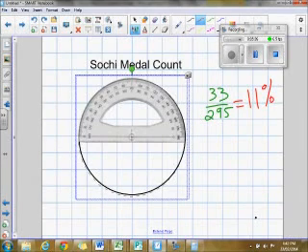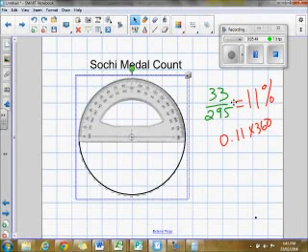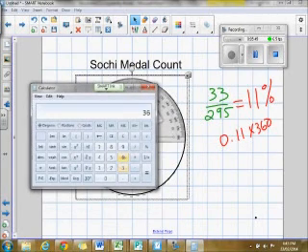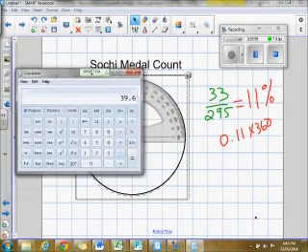Now our next problem is to take that 11% or 0.11 and turn that into degrees. So if there are 360 degrees, 11% of 360 degrees is 0.11 times 360. Our handy calculator shows us 360 times 0.11 equals 39.6 degrees, so about 39.5 degrees.